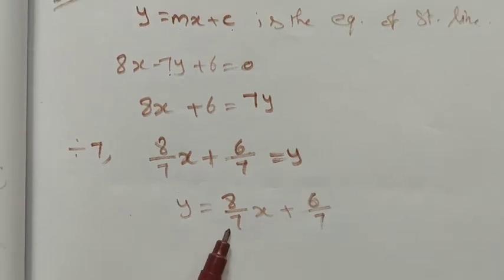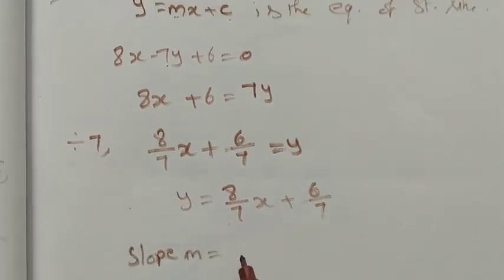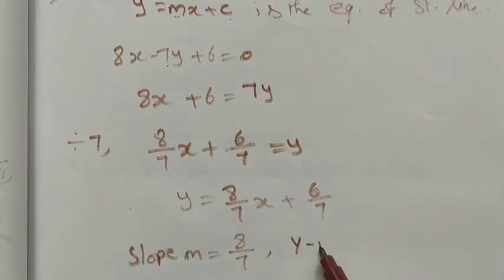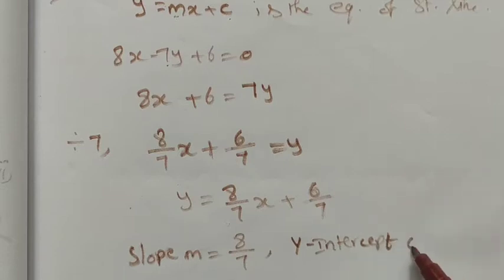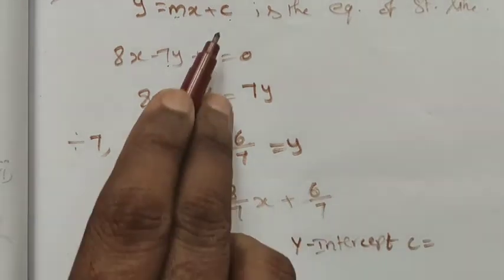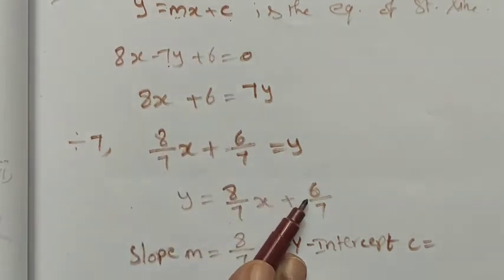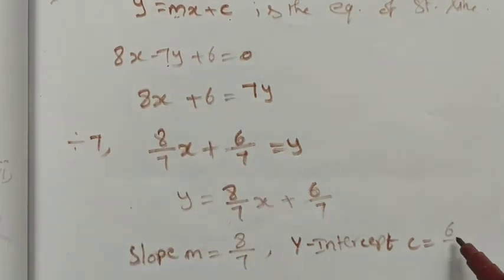Now compare this equation with y is equal to mx plus c. In the place of m we have 8 by 7. So slope m is equal to 8 divided by 7, and y-intercept c is equal to 6 by 7. Compare this equation: in the place of c is 6 by 7, that is the answer. Thank you, students.